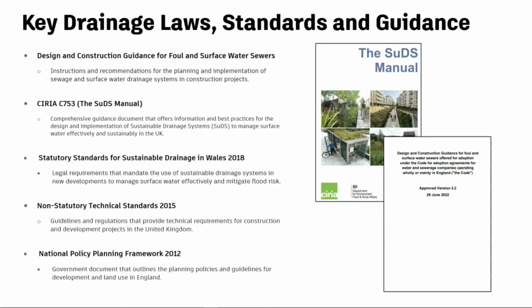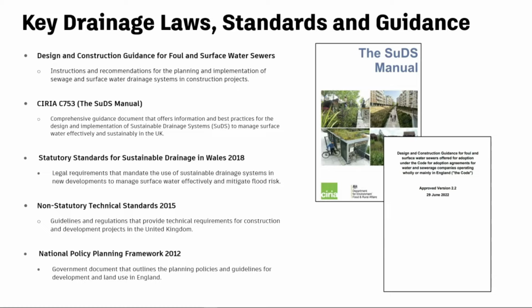Secondly, we have the CIRIA C753, or better known as the SuDS Manual. This is a widely recognised document produced by CIRIA in 2015. This document provides thorough guidance on sustainable drainage systems, all the way from philosophy and approach to technical detail and maintenance. In the design of sustainable drainage, this document is a must-have.